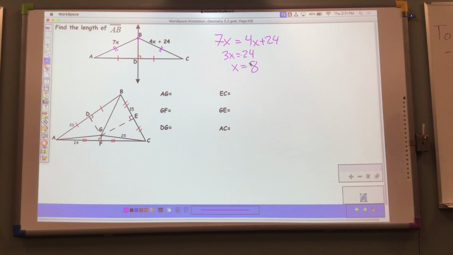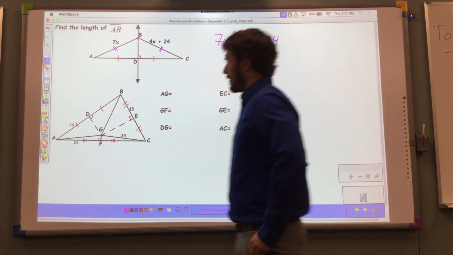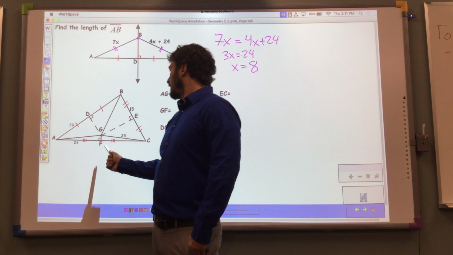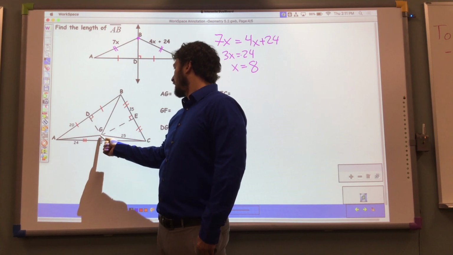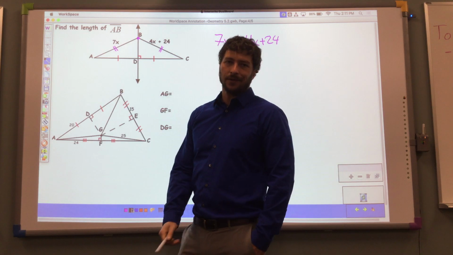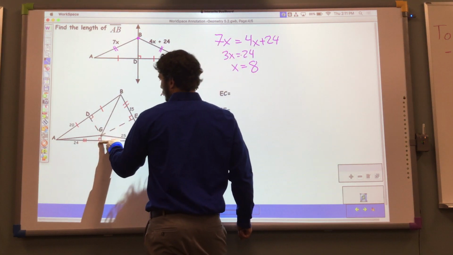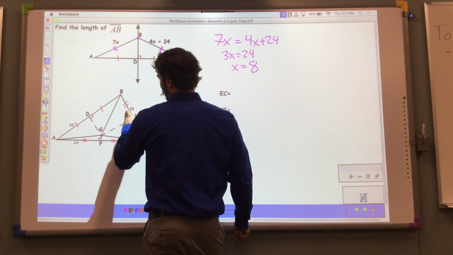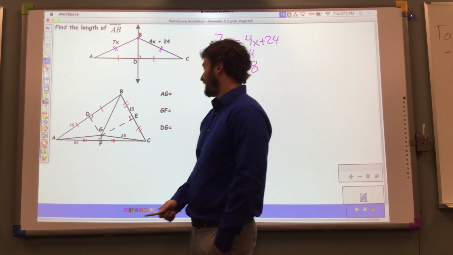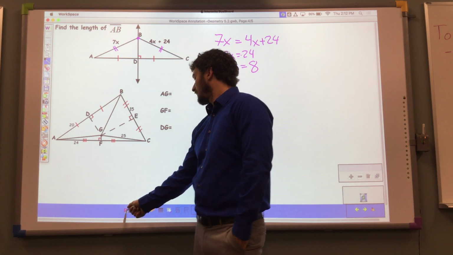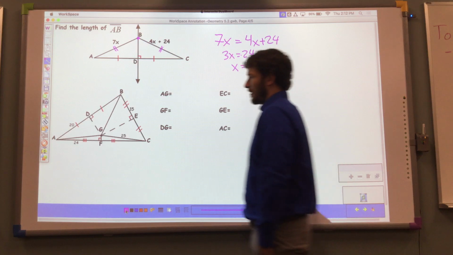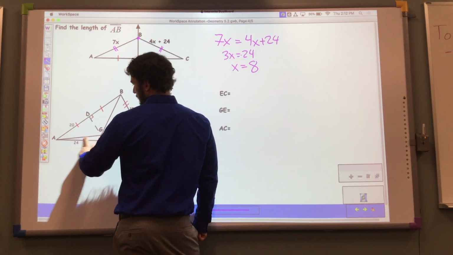The next example here, you should notice that you have perpendicular bisectors. Okay, here's one here, here's one here, there's a perpendicular bisector there. They're the ones that are perpendicular, and they're bisecting. So now we have several lengths that we need to find. First says AG. So if you look at AG, that is this segment right here.